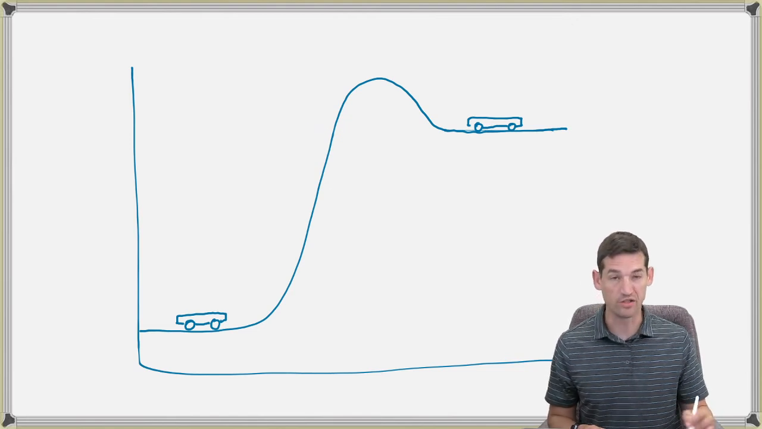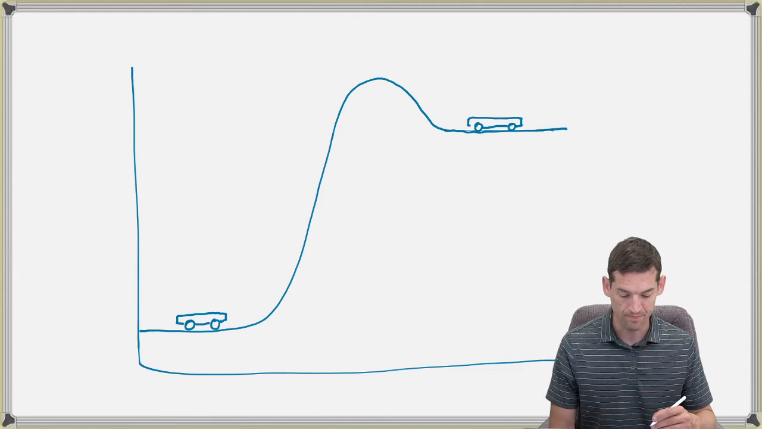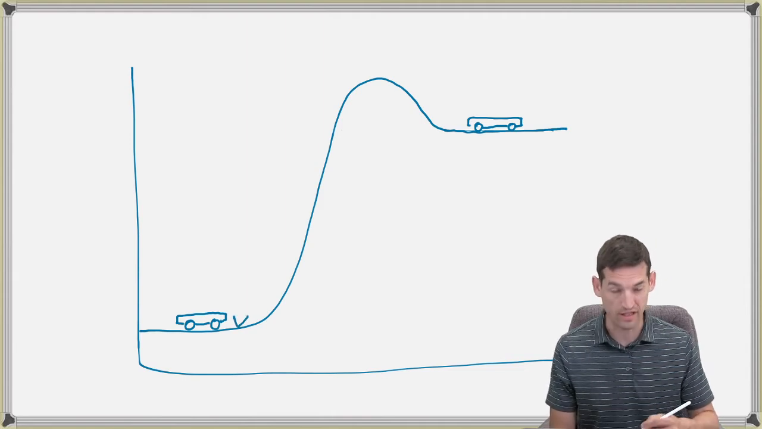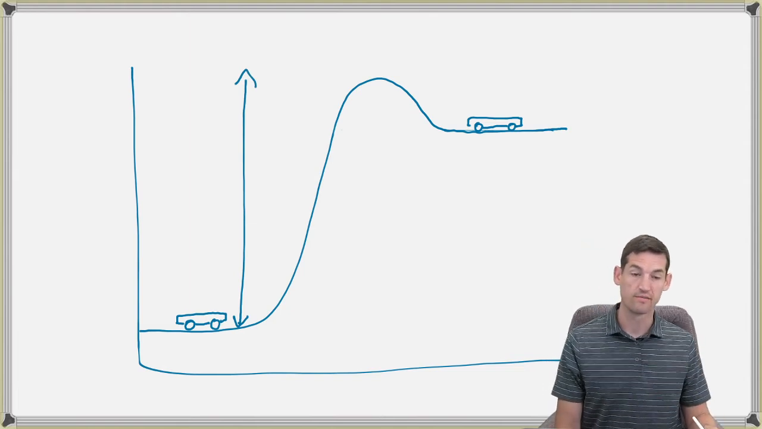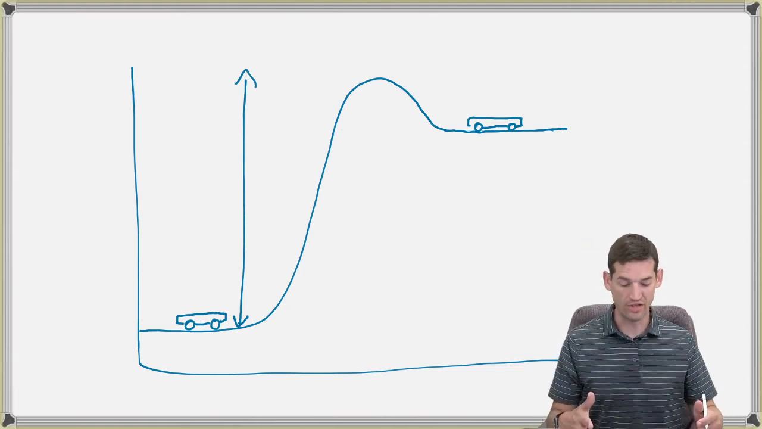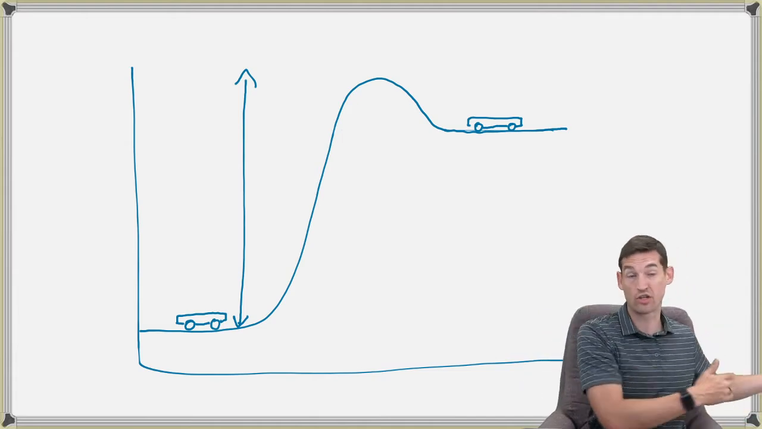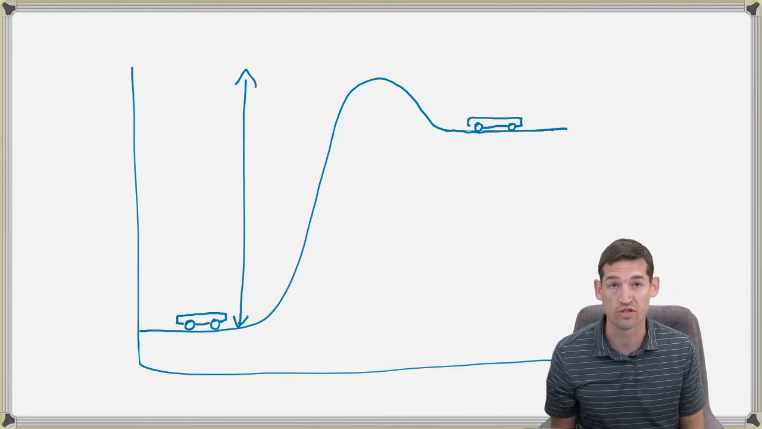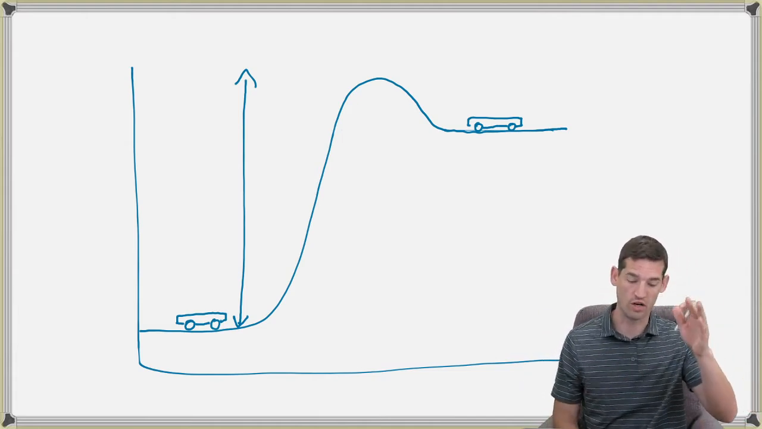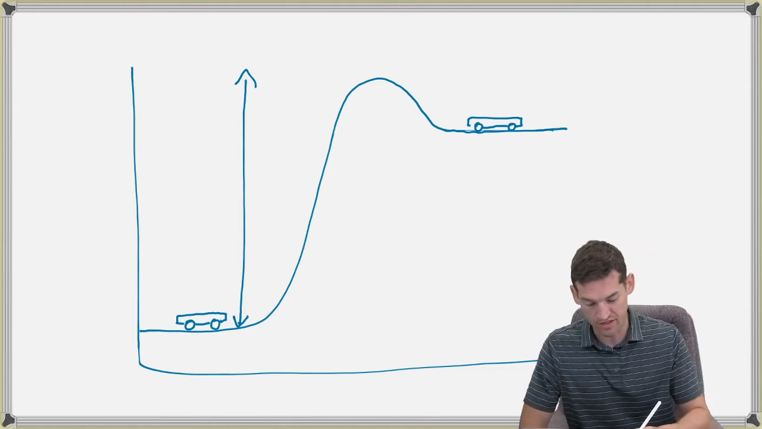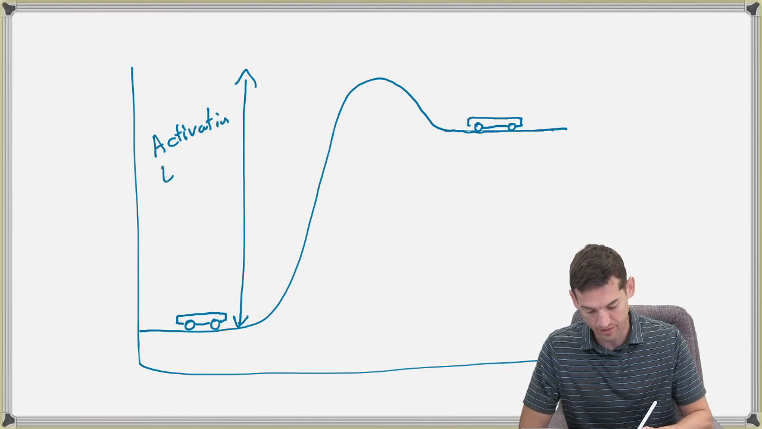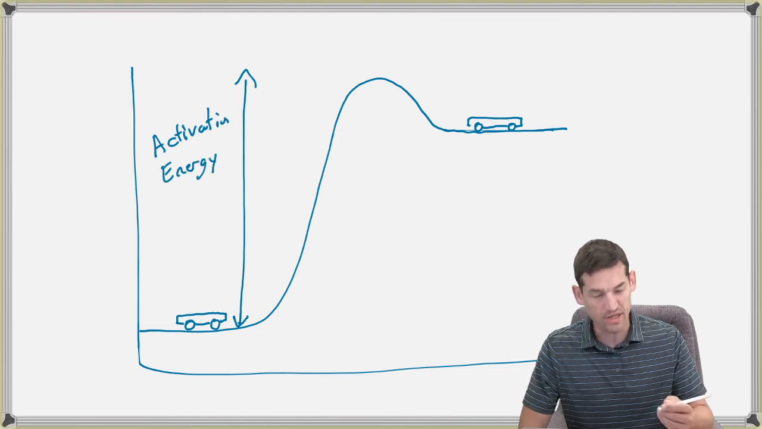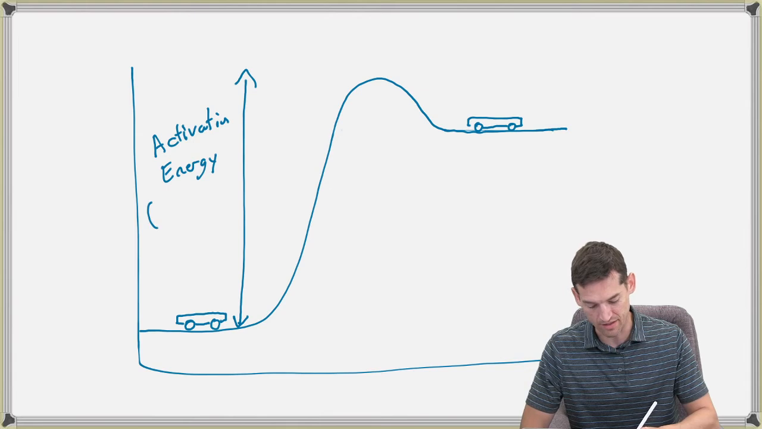So the activation energy, I find the easiest way to think about it is from wherever you're starting to the highest point. So if I can get over that hill, then I know the reaction can go downhill on the other side and it'll go just fine. But I've got to get to the top. So we would call this the activation energy. And sometimes we abbreviate that as EA, right?